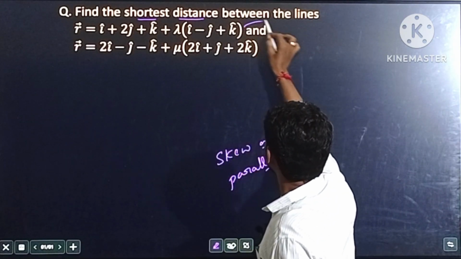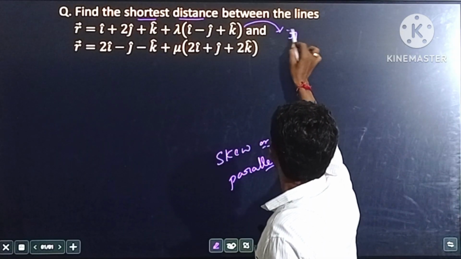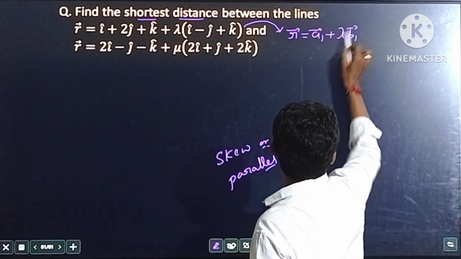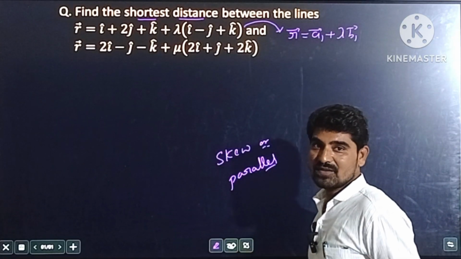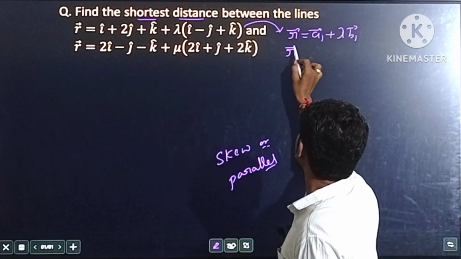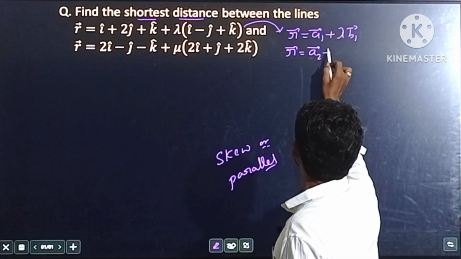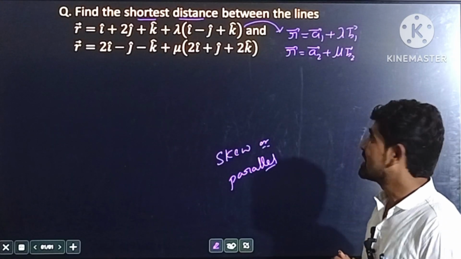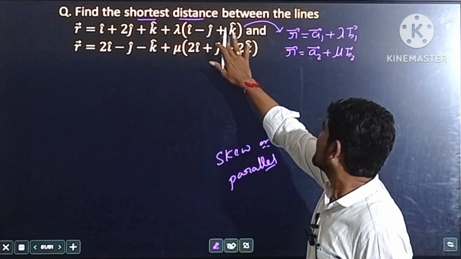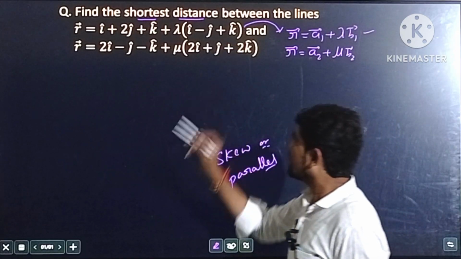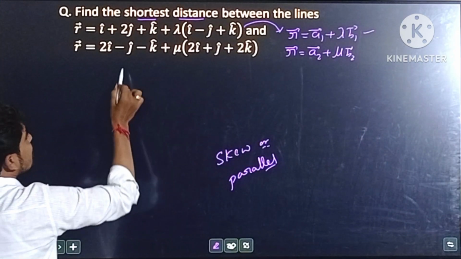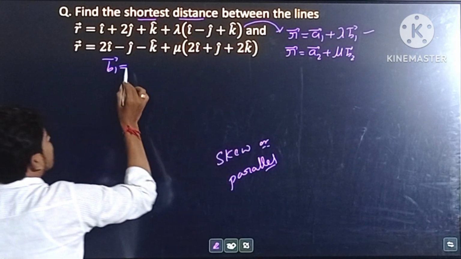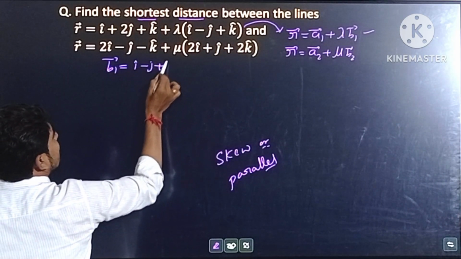So compare this line with the standard form, that is r vector is equal to a1 vector plus lambda times b1 vector. So b1 vector is the direction vector of the first line, and the second line r vector is equal to a2 vector plus mu times b2 vector, where b2 vector is the direction vector of the second line. By comparing the first line with the standard form, b1 vector is i minus j plus k.